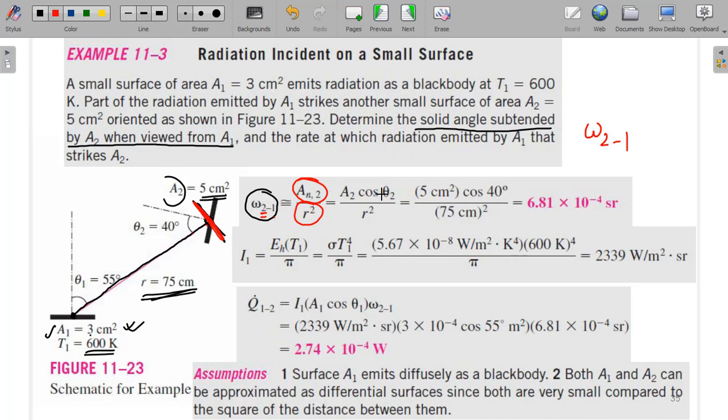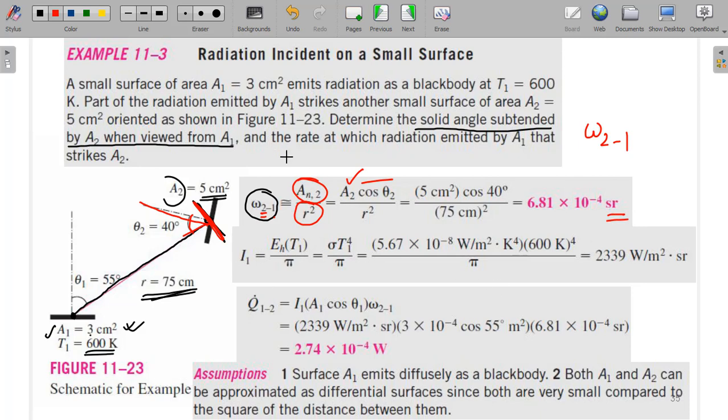So it is very simple. A2 cos theta: A2 is given, theta is known. Theta is basically the angle with the normal, and this is divided by R square, that means this distance squared. So you can find out the solid angle. Here you see the unit is steradian.